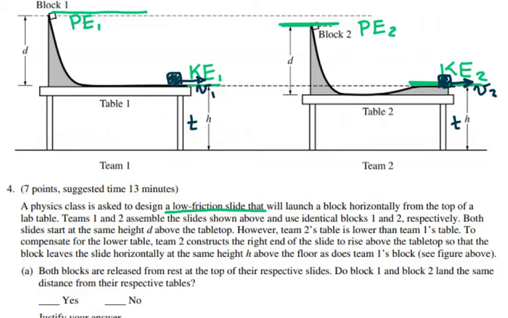So when they ask the question, both blocks are released from rest at the top of their respective slides. Do block 1 and block 2 land at the same distance from their respective tables? The answer is no, because the kinetic energy and the velocity of the second block are lower than those of the first block.